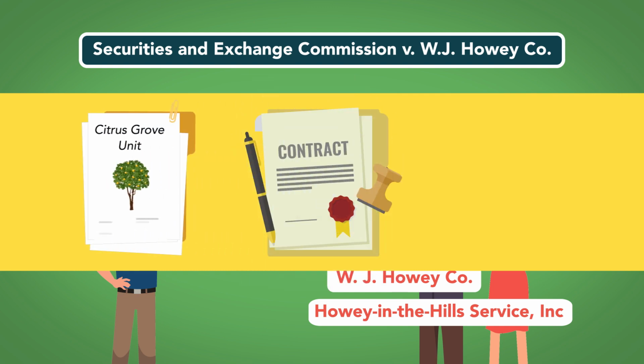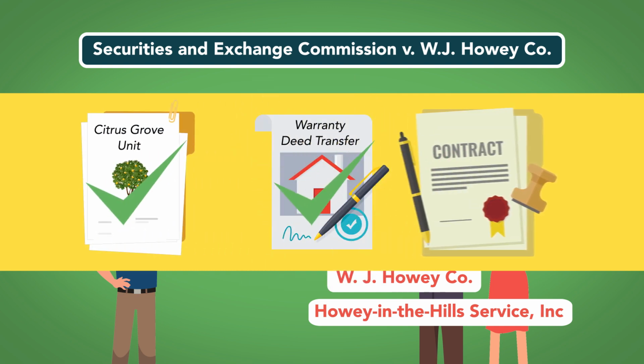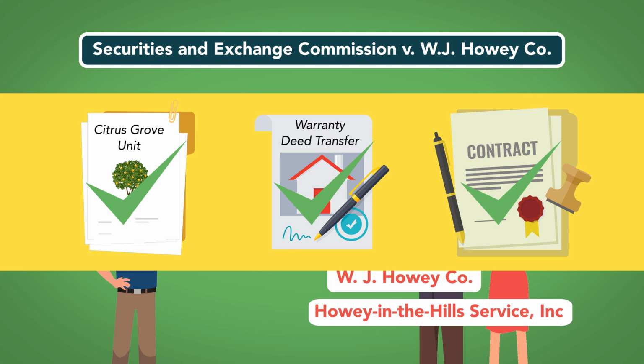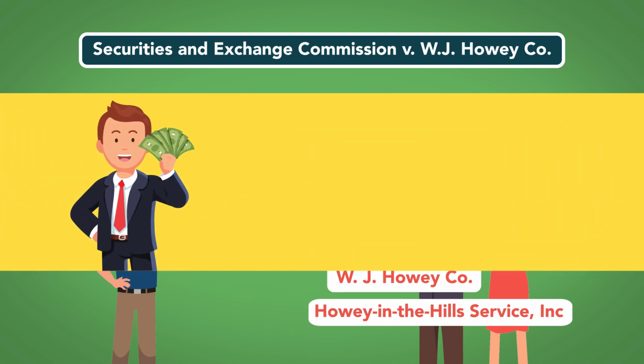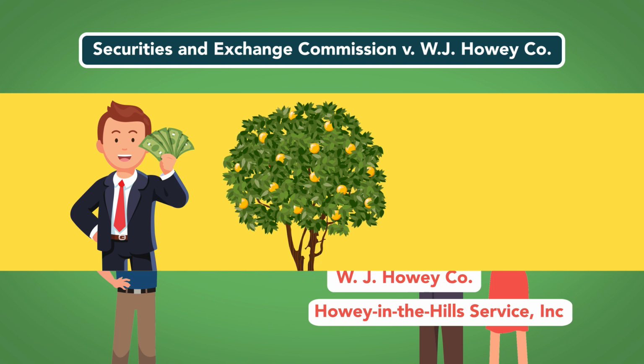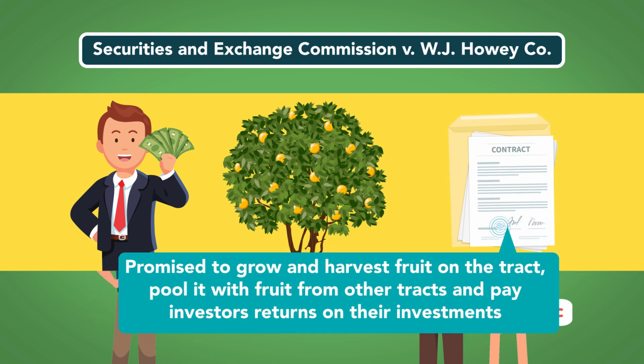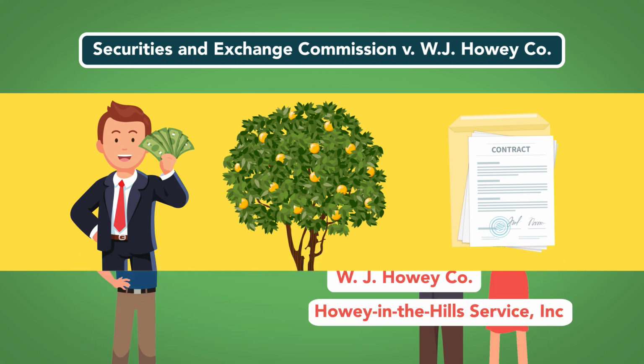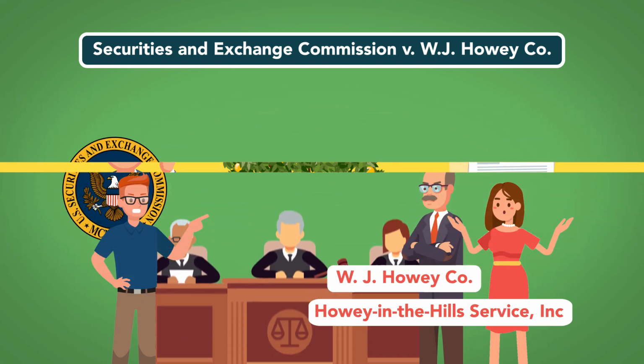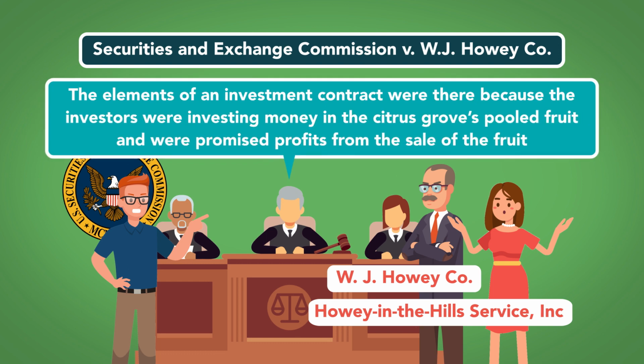The court determined that interests in a citrus grove, evidenced by a land deed and a service contract, were investment contracts. In exchange for their investments, each investor received an interest in a small tract of the citrus grove and a service contract through which the company promised to grow and harvest fruit on the tract, pool it with fruit from other tracts, and pay investors returns on their investments, which was estimated to average 10% annually over 10 years. The Supreme Court held that the elements of an investment contract were there because the investors were investing money in the citrus grove's pooled fruit and were promised profits from the sale of the fruit.